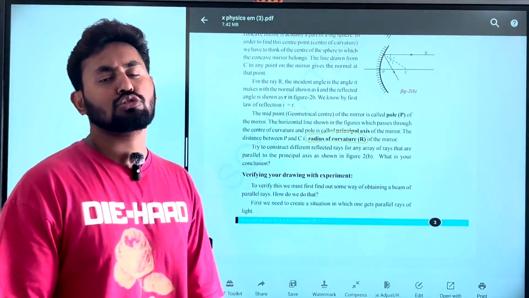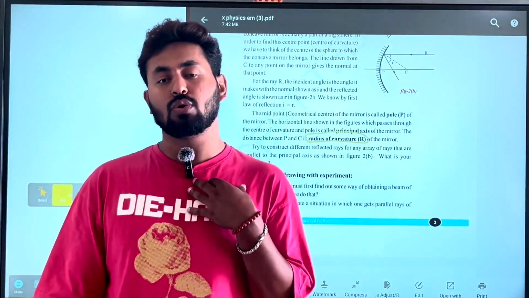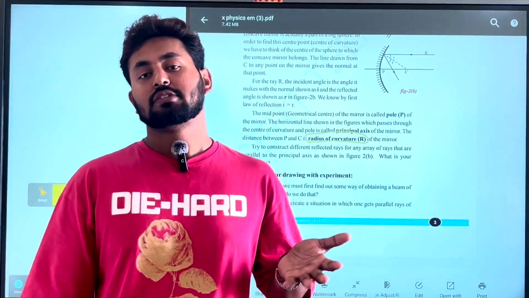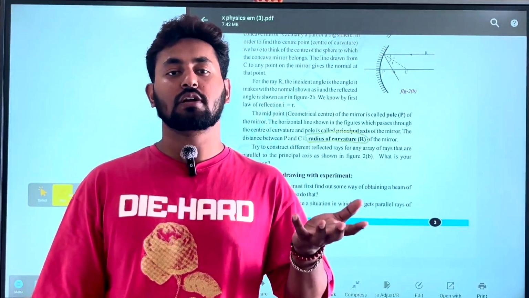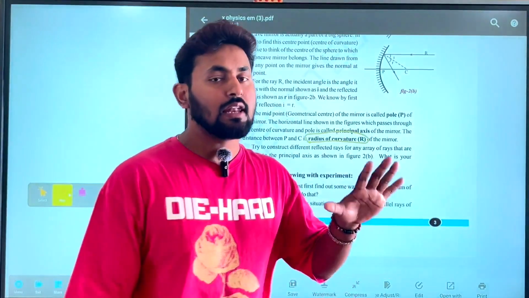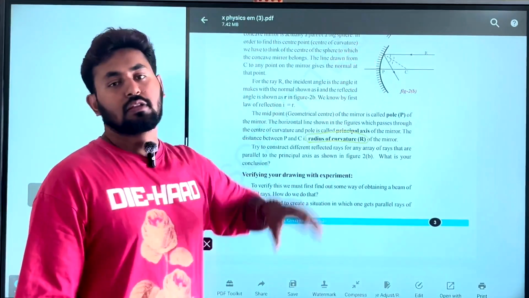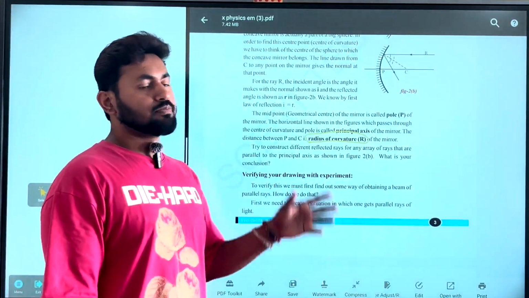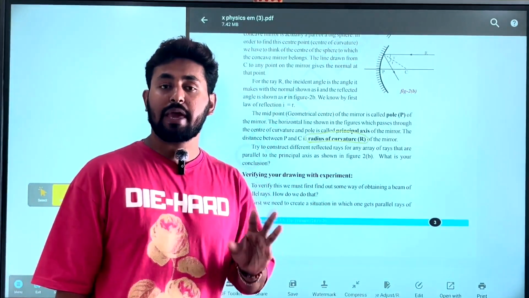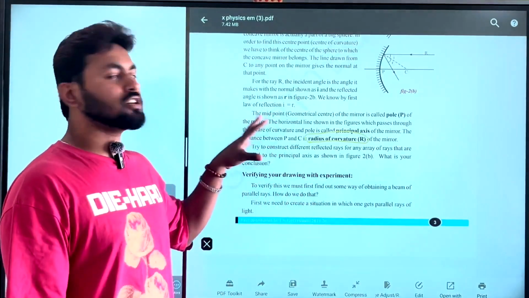I hope everyone knows the normal definition of radius that we already know from the circles chapter. As you know, a circle has radius, diameter, circumference, like that. We have something called radius of curvature in the spherical mirror, and the definition remains the same for convex and concave. So let me show you how it looks.